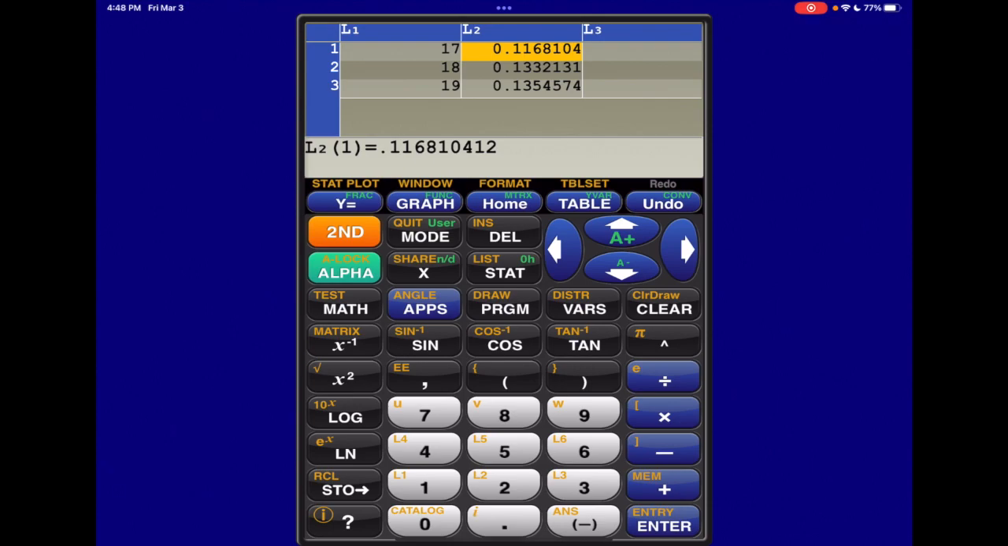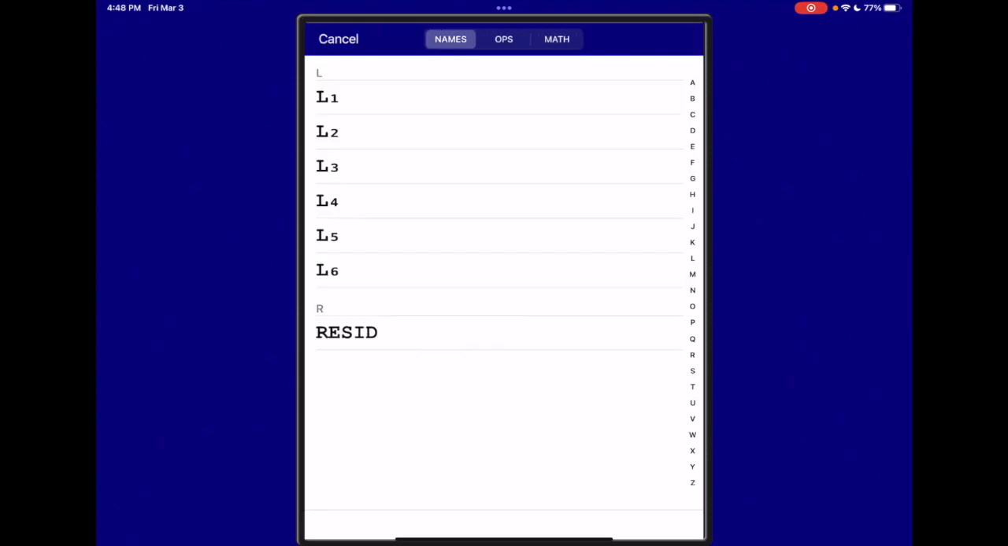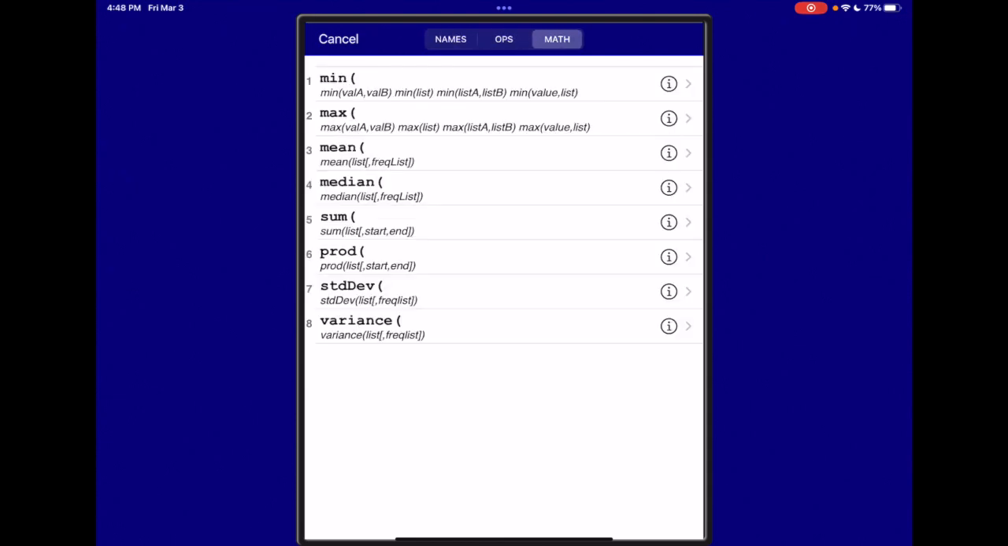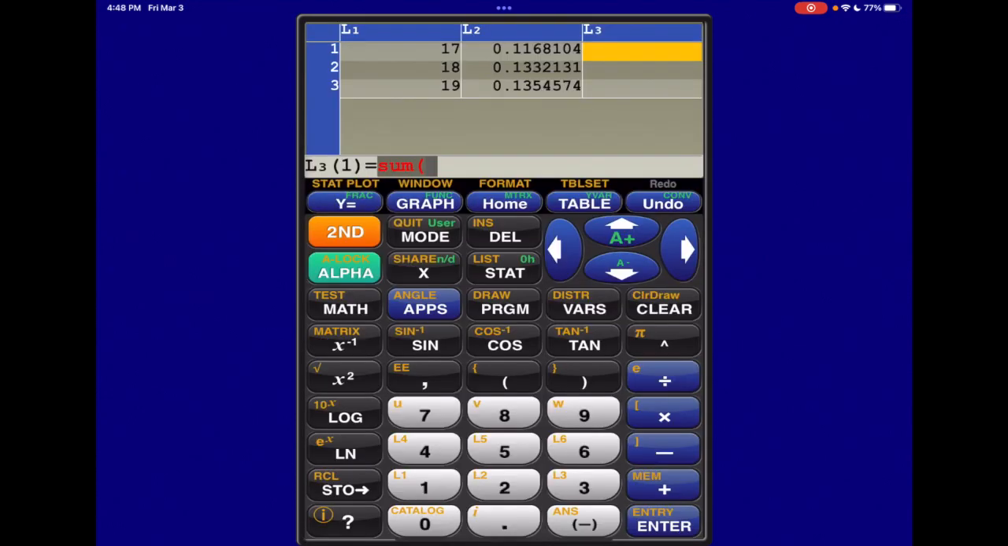And then a little trick for getting the sum, go over to the first cell of L3, and above the stat key in orange it says list. If you hit second and then list, you get this menu, choose the math option up top, and then we have a sum option, and I can take the sum of L2, and then I'm adding those three probabilities together, and if I round that to 4 decimal places, I get 0.3855, which is the same answer that we had a moment ago.